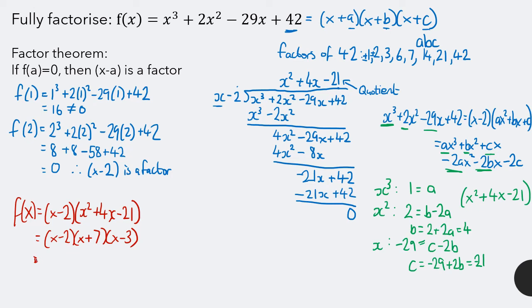So the cubic is x minus 2, x plus 7, x minus 3. Therefore, the roots of that polynomial, if you needed to find those, are x is equal to 2, x is equal to minus 7, or x is equal to 3. And you could just check those. If you work out f of minus 7 or f of 3, you should find that those are equal to 0 as well. Okay, so that's just a quick run through of how you might use the factor theorem to factorize a cubic equation.